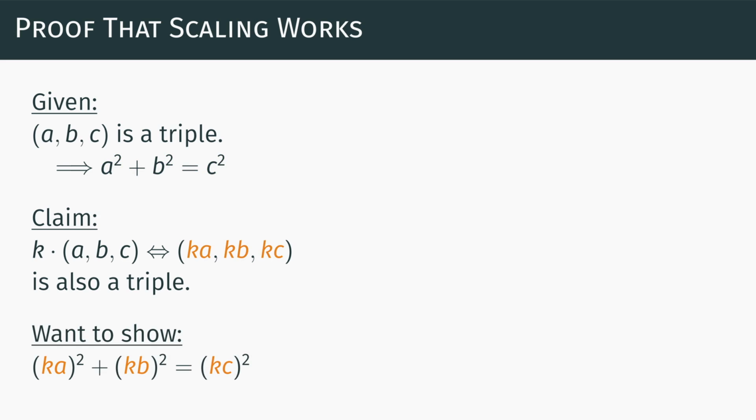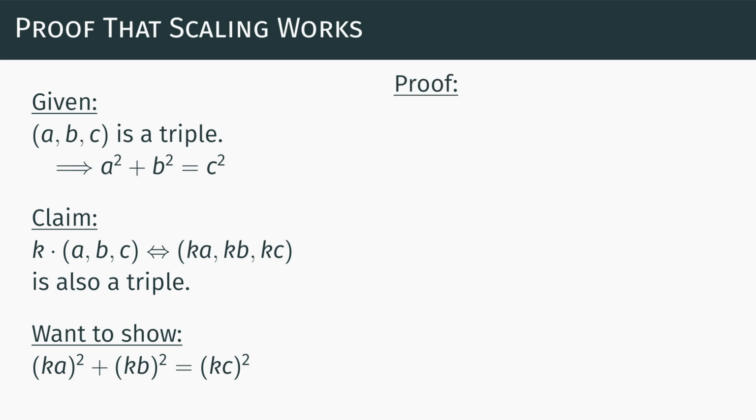So our goal here, the thing that we want to show, is that given a squared plus b squared equals c squared, given some triple of a, b, c, it is our goal to show that Ka squared as a quantity plus Kb squared as a quantity is equal to Kc squared as a quantity, right? That Ka, Kb, Kc is also a triple. All right, so let's get started on that proof.